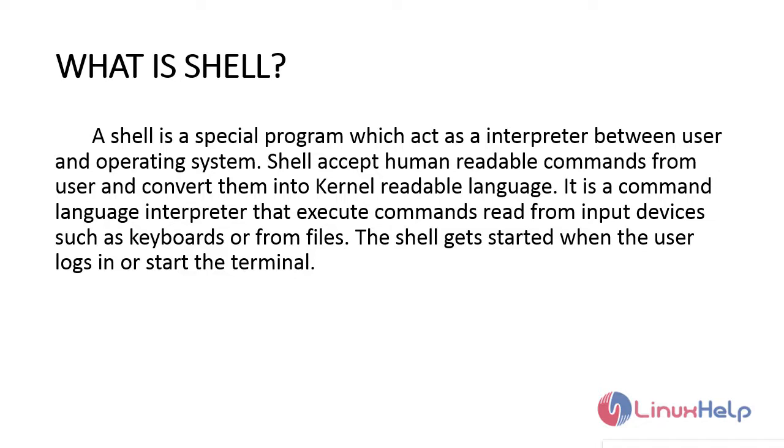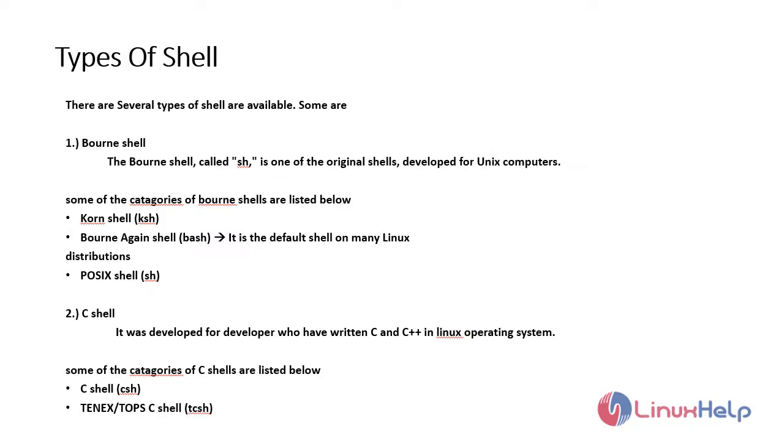Okay friends, now we are going to see the types of shell which are present. There are several types of shells available. The main shells are Bourne shell and then C shell. Bourne shell is again subdivided into Korn shell and Bourne Again shell. Bourne Again shell is the default shell for many Linux distributions, and then POSIX shell.